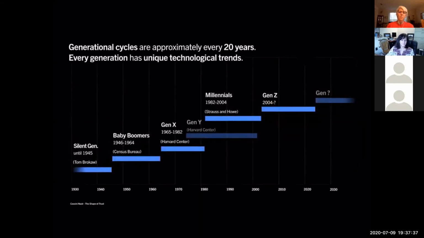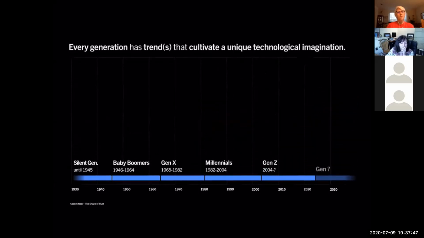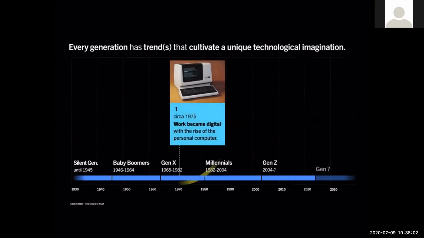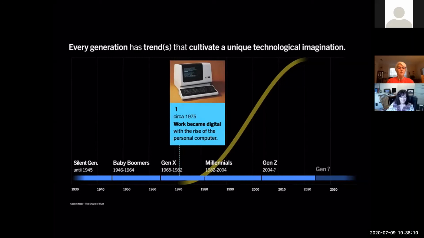And a lot of that is contextual. Every generation has a unique technological trend that can be tied to it, which allows it to have a unique technological imagination. Our imagination changed in 1969 as a country when we sent somebody to the moon, and the word moonshot lost its meaning. It used to be something that was impossible. But in the 70s, work became digital. And what were physical folders were now able to be stored in digital folders.